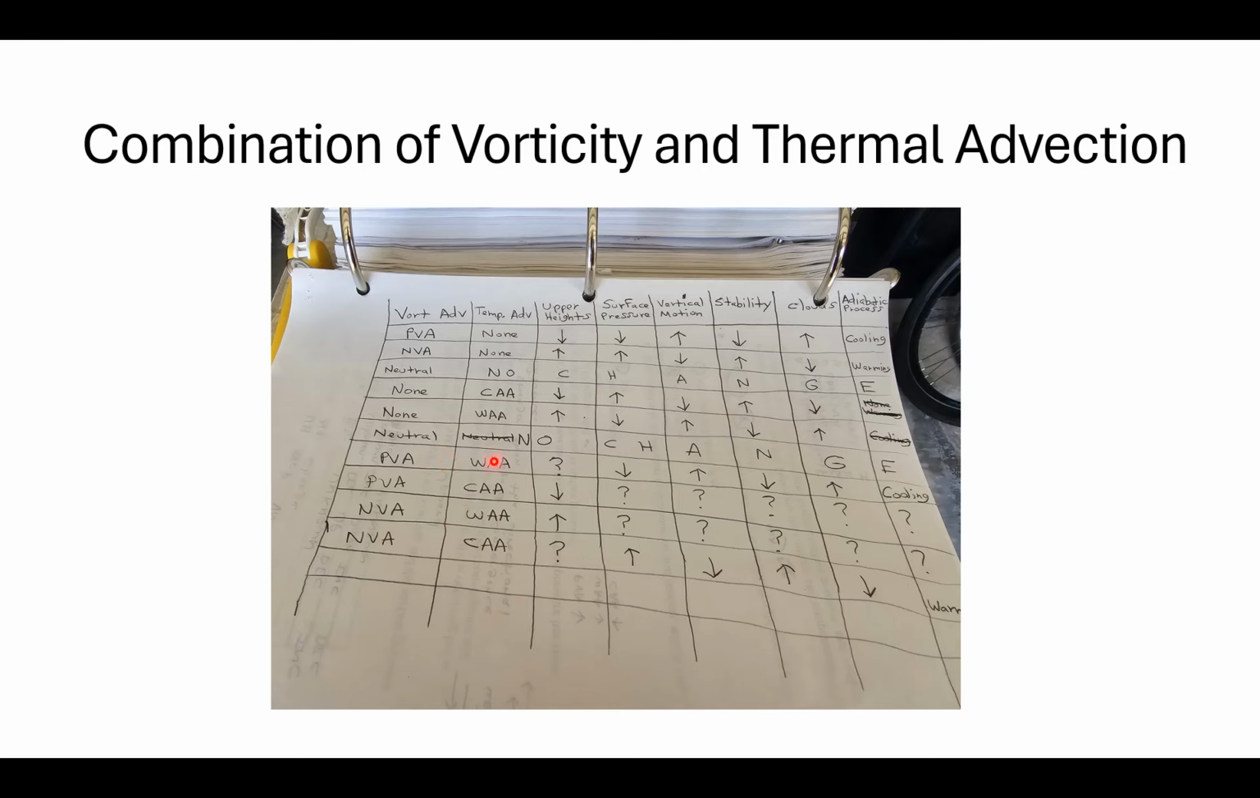Upper heights might try to fall, for example. So we don't know. Whenever you see the question marks on this chart, you just really don't know the answer. You'd have to analyze other factors. But what happens if we take NVA and cold air advection?